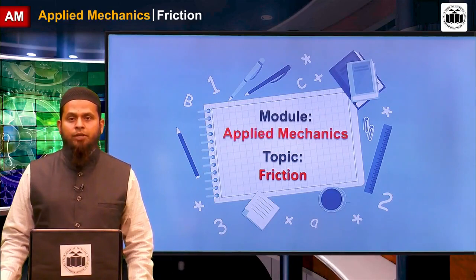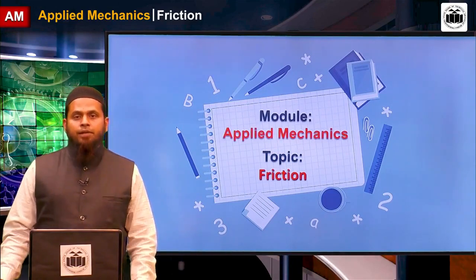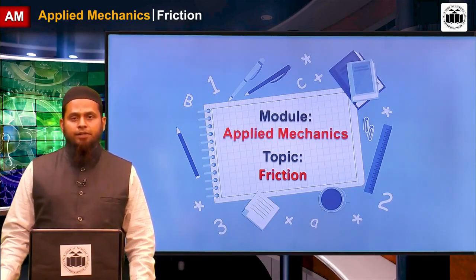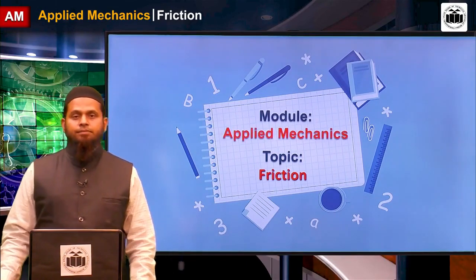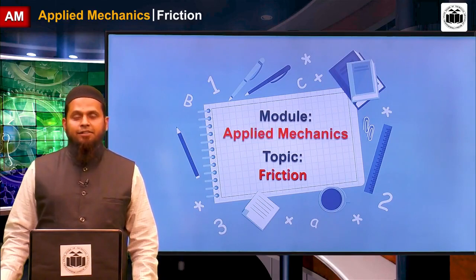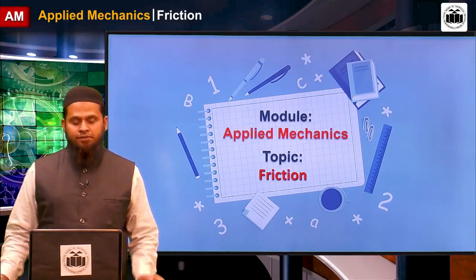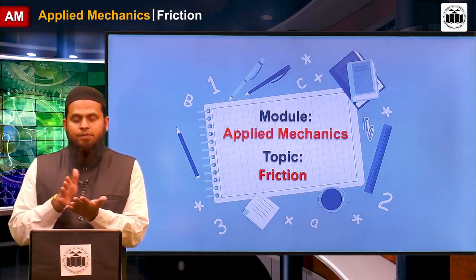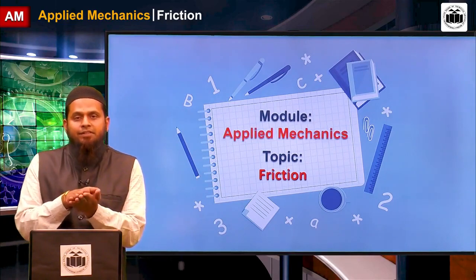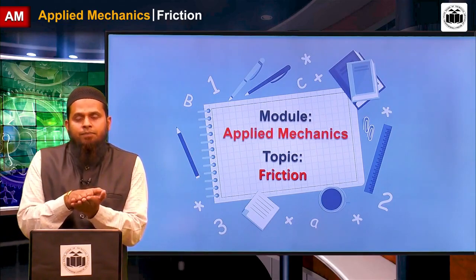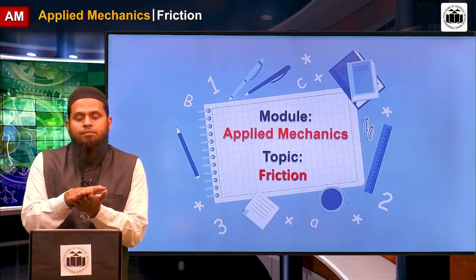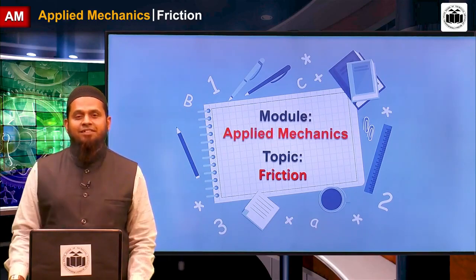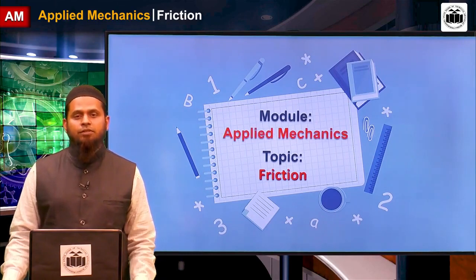Dear friends, today we are going to learn a very interesting topic in the applied mechanics module, friction. What do you mean by friction? For better understanding, do an exercise. Take your palms like this and just press them and then slide them on each other. What you experience is a resistance to the motion or sliding. This is nothing but friction.